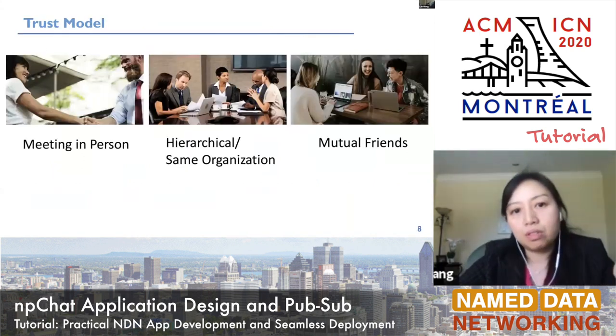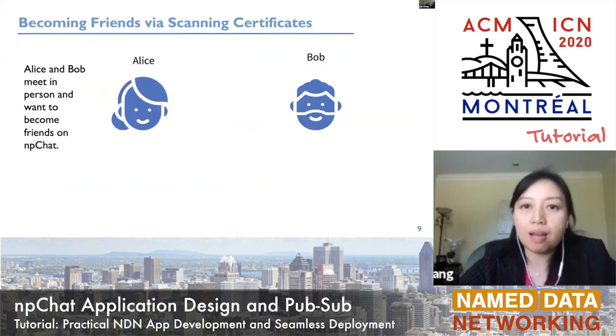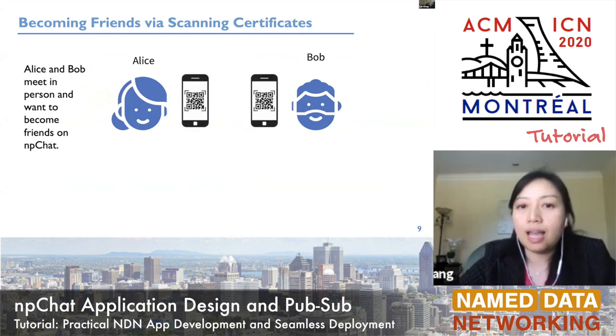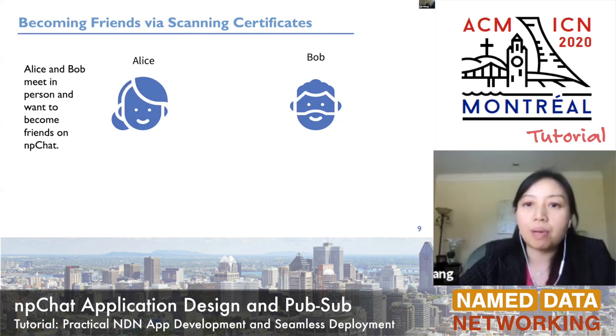So the next topic I'm going to talk about is how the users establish trust. As I said, they can meet in person, or they can use their organization's trust anchor, or they can use their mutual friend to establish trust. Due to time constraints, I'm just going to talk about how they establish trust in person. Suppose Alice and Bob meet in person and want to become friends on npChat. What they do is they scan each other's QR code, which contains their public key. And then they can also issue each other a certificate to show that, okay, now we're friends and I certify your public key.